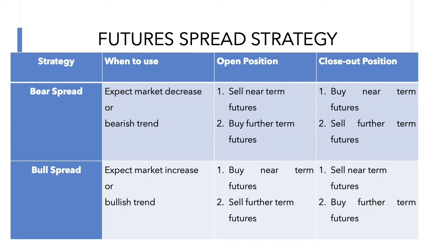For bull spread strategy, you use it when you expect a bullish trend in the market. You enter the futures market and open position, you need to buy near-term futures, at the same time you sell further-term futures. To close out your transaction for bull spread strategy, you need to sell near-term futures and buy further-term futures.